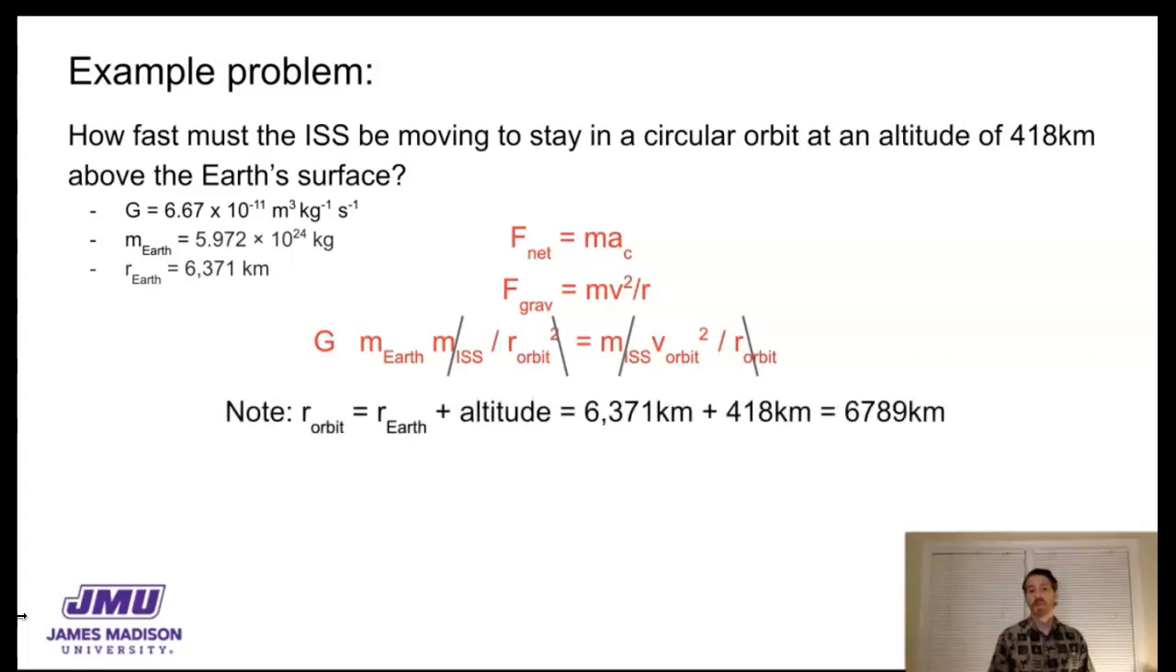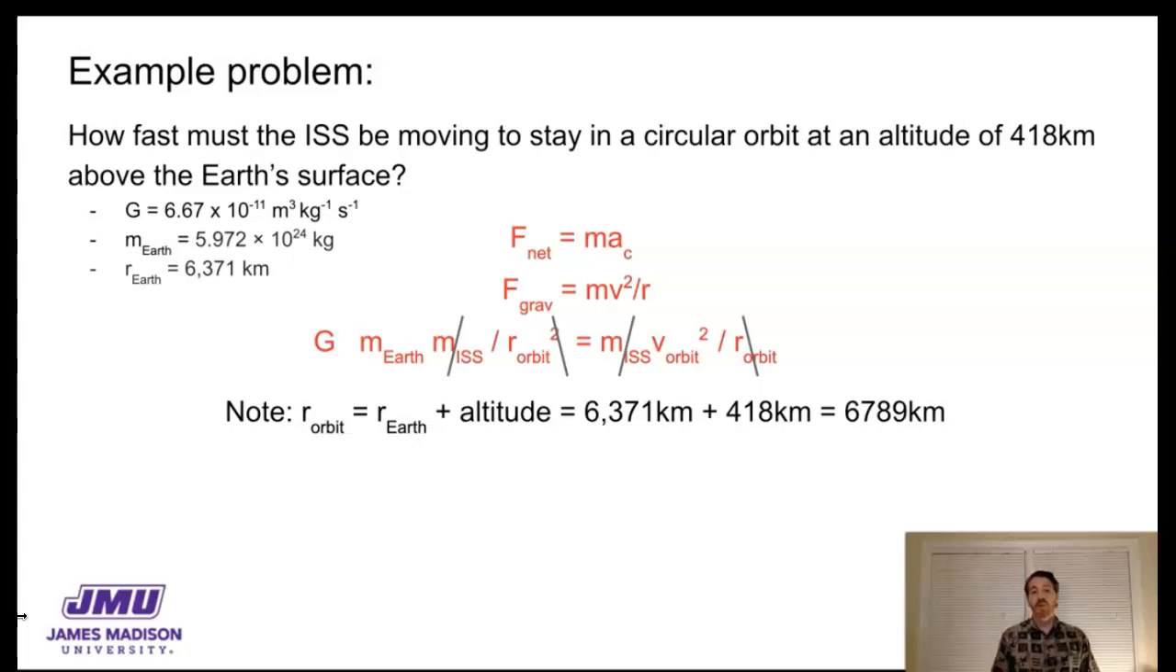I want to make a note about the radius of the orbit. The radius of the orbit is the altitude in addition to the radius of the Earth. That 418 kilometers of altitude is very small compared to the radius of the Earth. And we want to add them both on there to get the full radius of the orbit that the International Space Station is traveling, which is 6,789 kilometers.